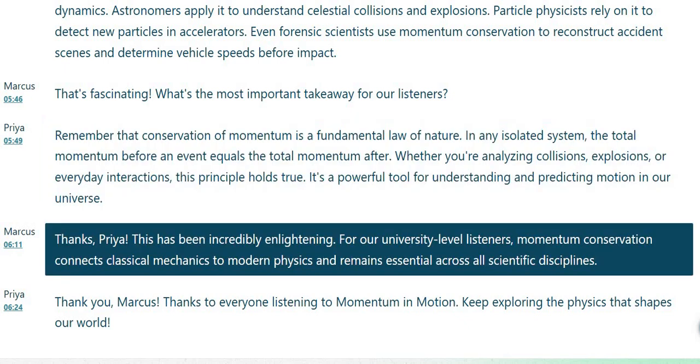Thanks, Priya. This has been incredibly enlightening. For our university-level listeners, momentum conservation connects classical mechanics to modern physics and remains essential across all scientific disciplines.